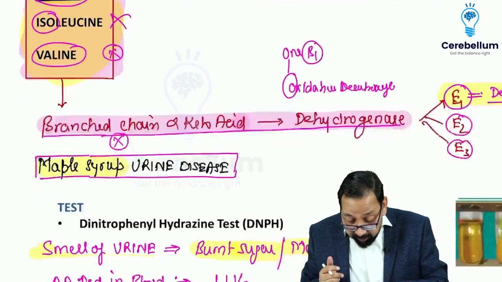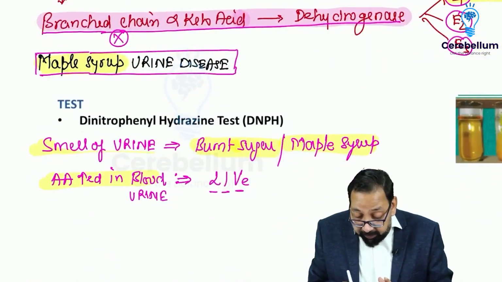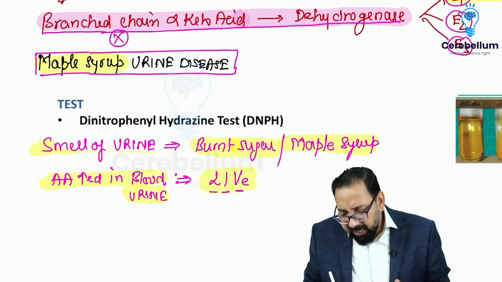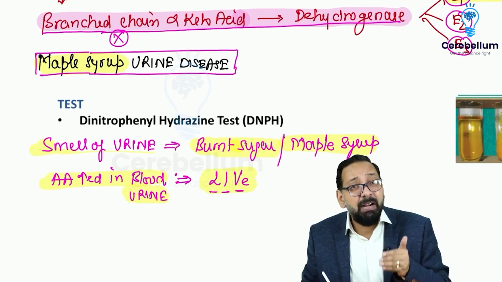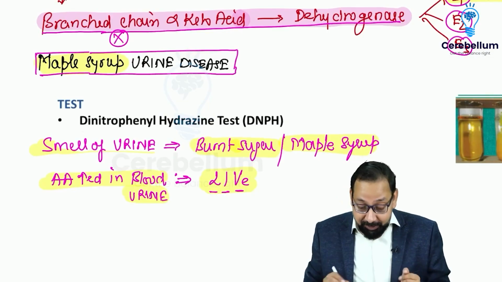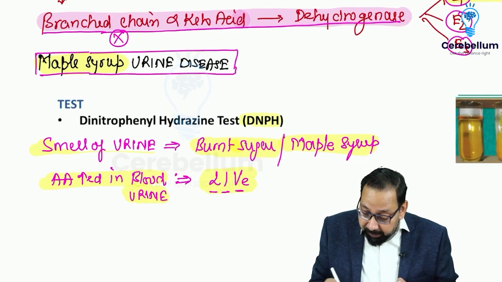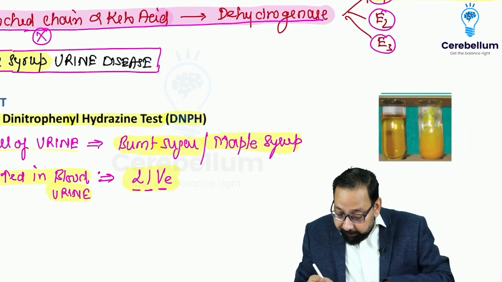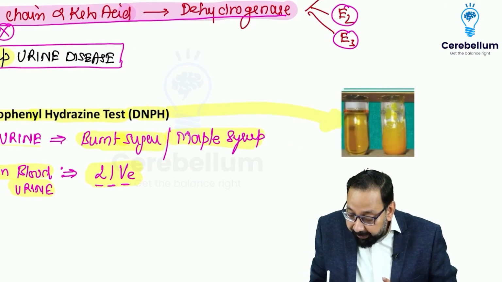So the question is asked: which amino acids increase in blood or urine in maple syrup urine disease? Mnemonic again, LIV: leucine, isoleucine and valine. And what is the test for maple syrup urine disease? That is the DNPH, dinitrophenylhydrazine test. And in this there is a yellow precipitate.